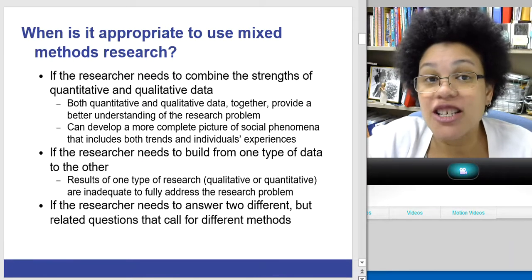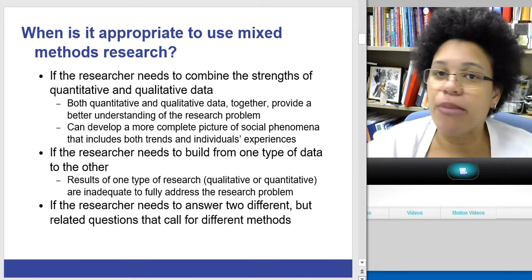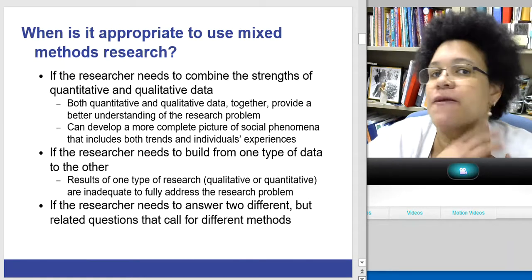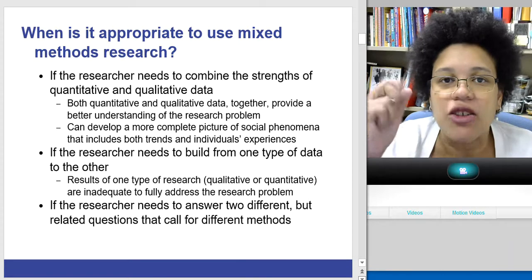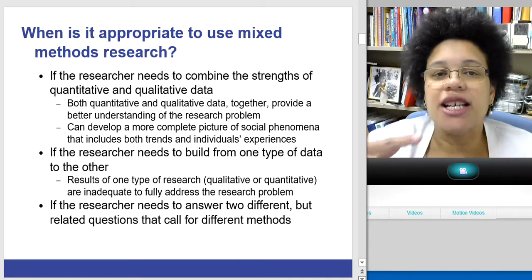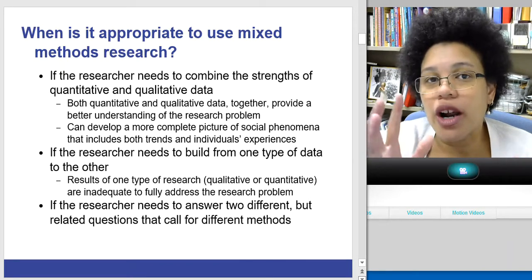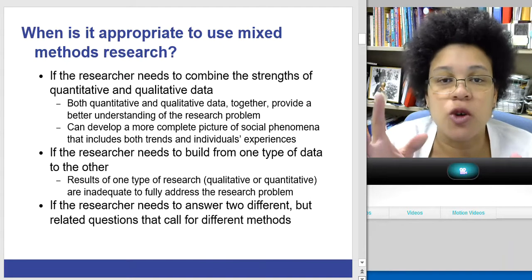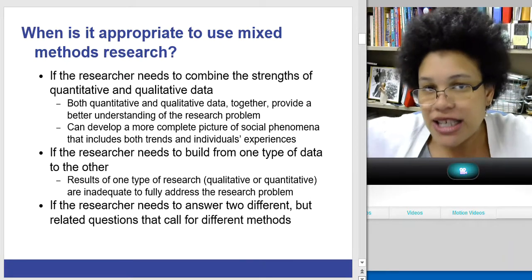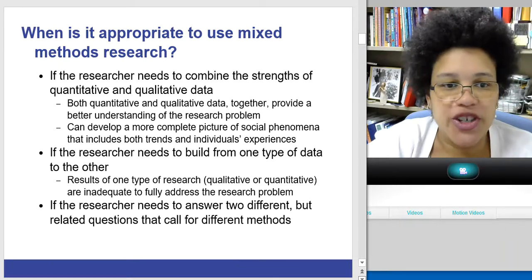Now, as researchers, when should we use mixed methods research? Maybe you need to combine the strengths of both. You need to establish the what, the how often, how many, but you also want to explain why, for example. In this way, you can get a more complete picture of a social phenomenon, because you're getting trends overall from a population as well as individual experiences.